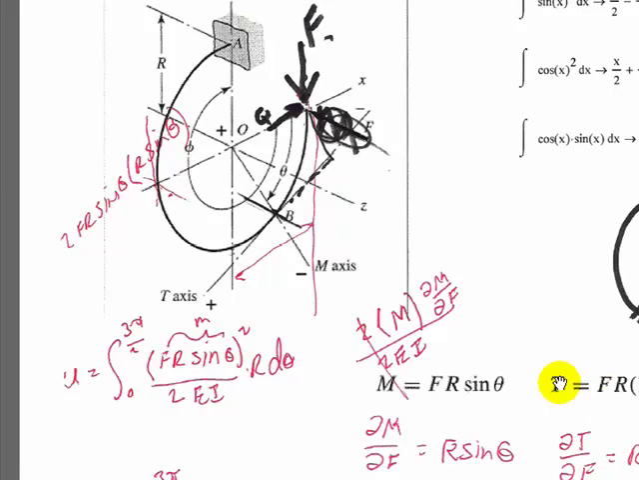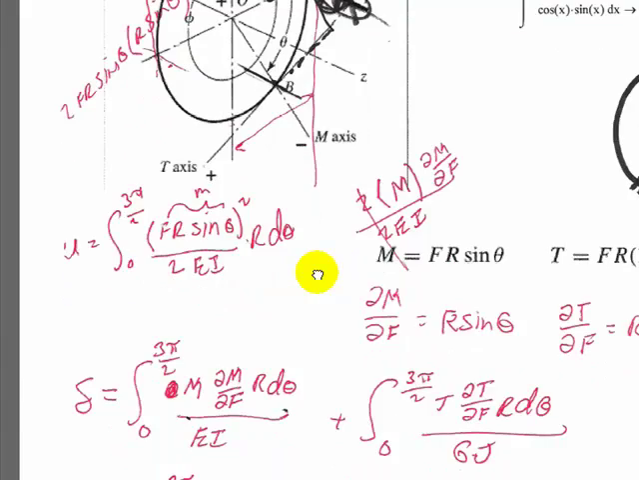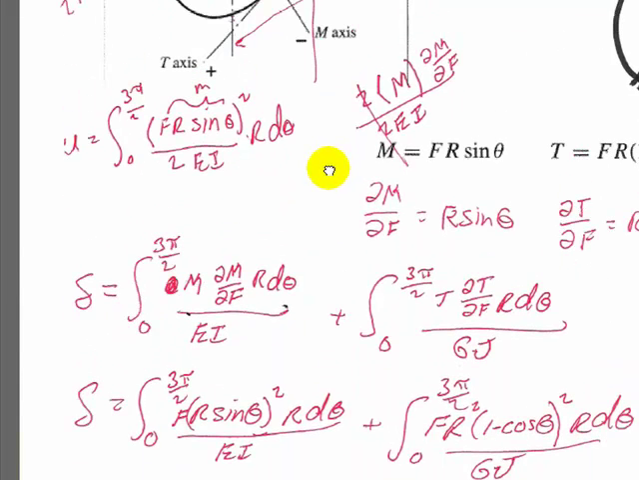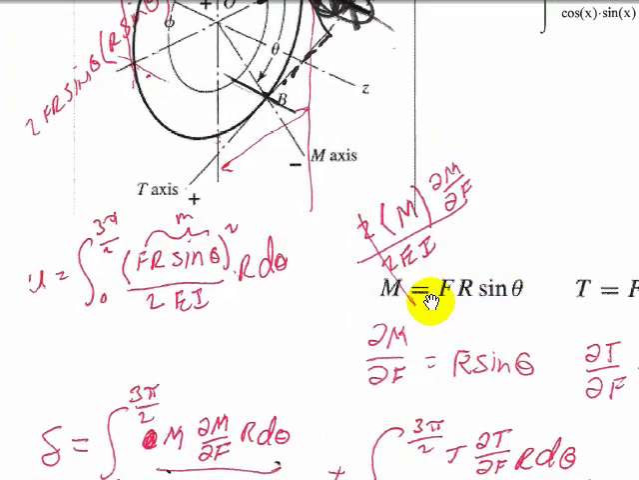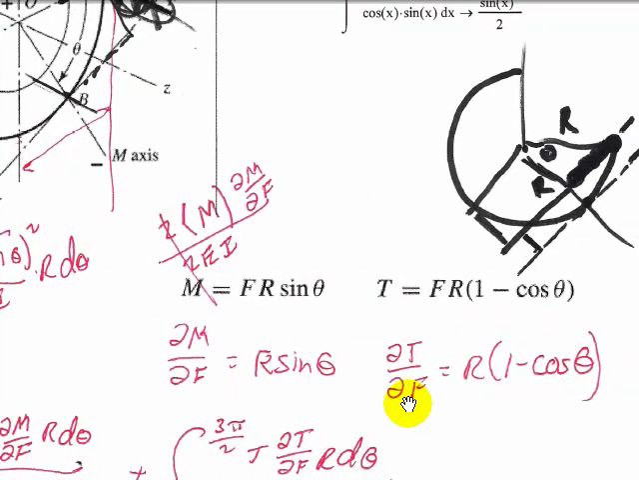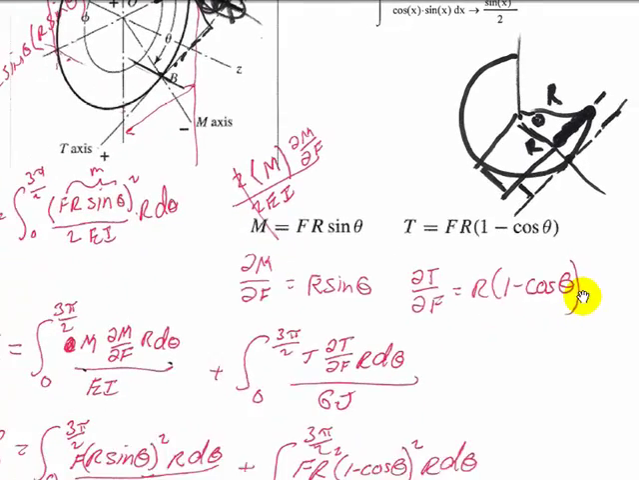Now that we have our moment and our torque, we're going to plug into not the energy equations but the deflection equations. If we were going to use the energy equations, and that's what this scribbling was, we could plug in the moment and square it, and then we would take our partial derivatives. Rather than doing that, we're going to plug into the deflection equations directly. So what we're going to do now is take the partial of our moment with respect to F. We get r sine of theta. Take the partial of our torque with respect to F. We get r times 1 minus cosine of theta.